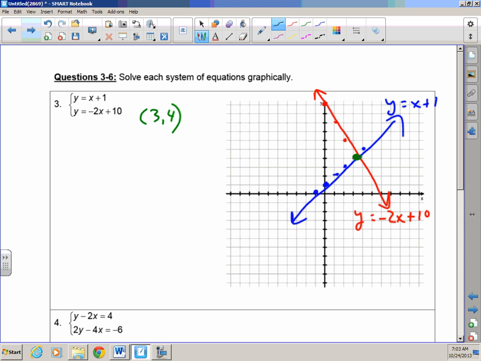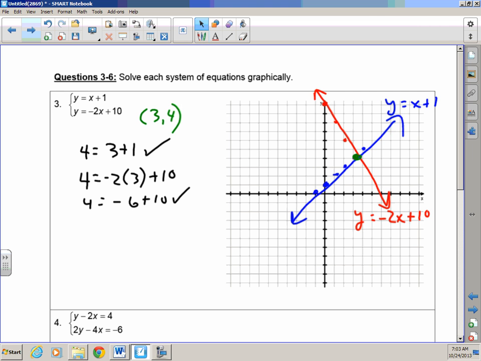How can you check that? Well, how have we checked these in the past? I put 4 in for y, 3 for x in the first one, it works. I put 4 in for y, 3 in for x in the second one, and it works. And now we know we found the correct answer.